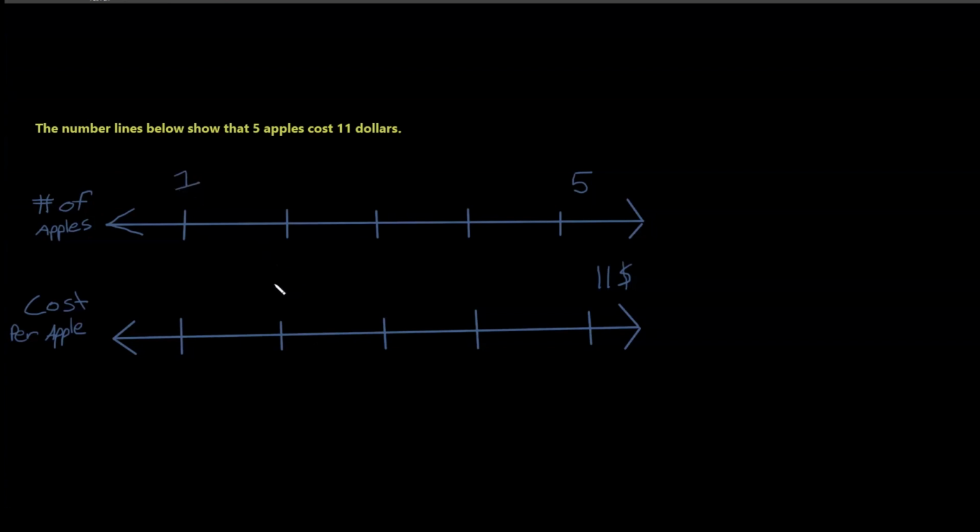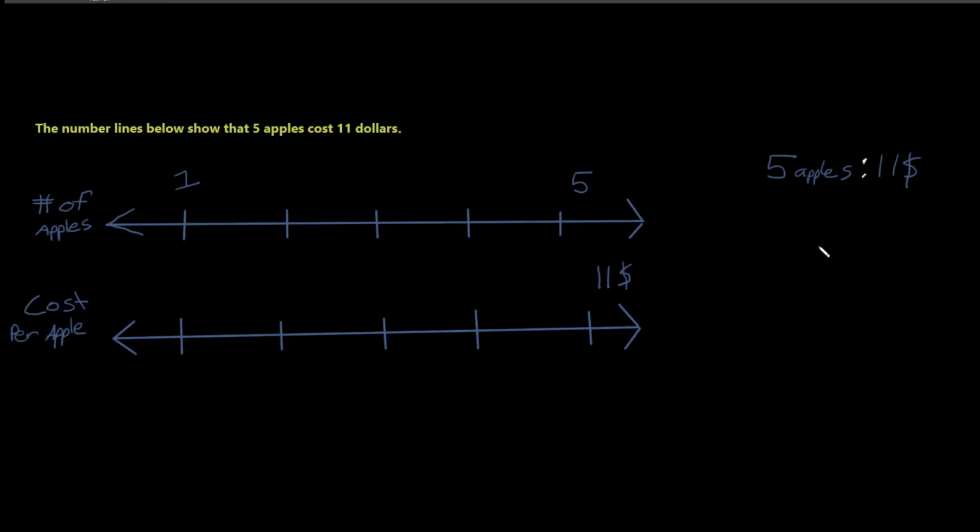And let's try and find the cost of a single apple. We can go ahead and write the ratio between apples and the cost. So we have 5 apples to $11. 5 apples for every $11. Now let's go ahead and try to find the cost of one apple, or the unit cost.